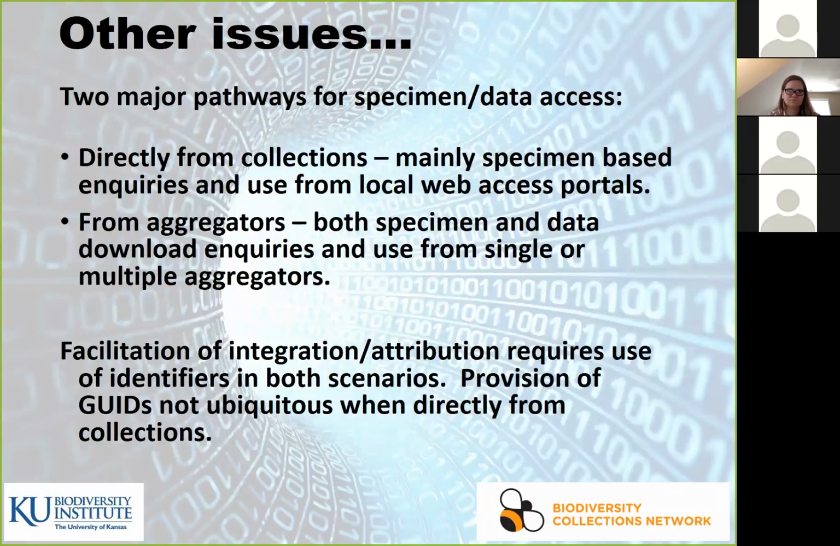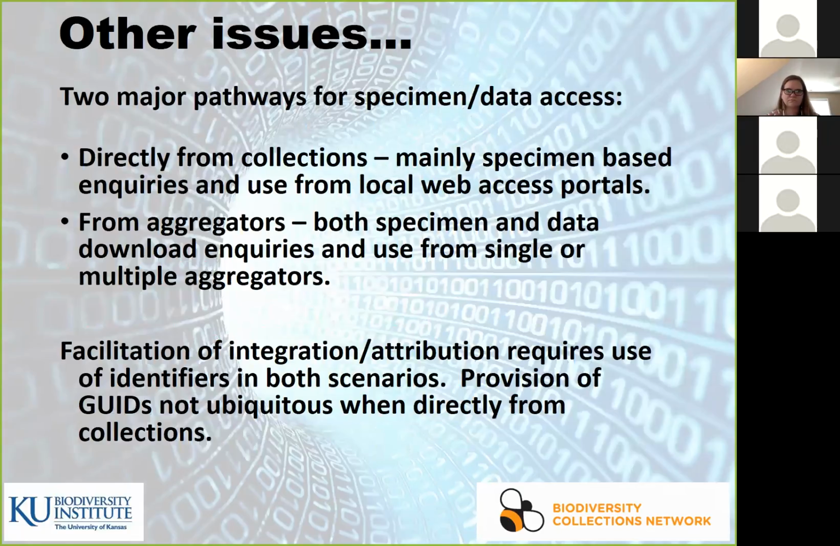One of the other problems with the system is that there are two major pathways in which people are using specimen and data records from collections. One is directly from the collections. So we as collection managers get messages from people asking for specimens or asking for data downloads from our collections, or they're accessing our local web portal and doing it for themselves. And the second is through the aggregators. A lot of people are going through the aggregators now and then downloading data from those aggregators, which then allows them to keep the GUIDs along with the records.